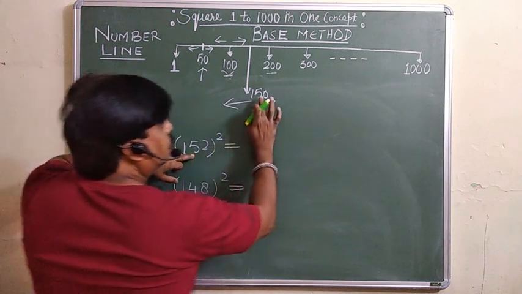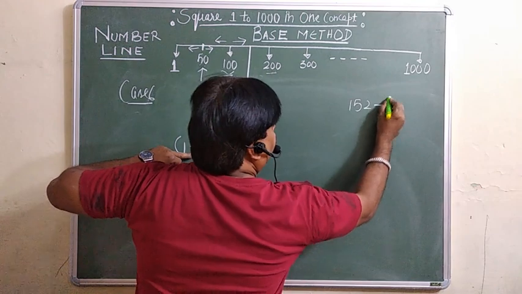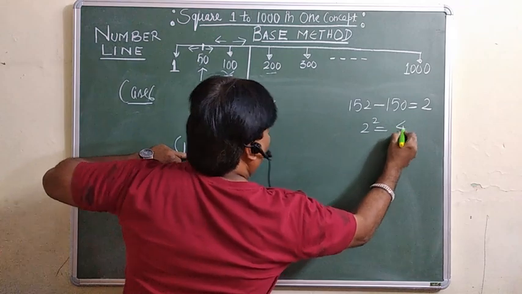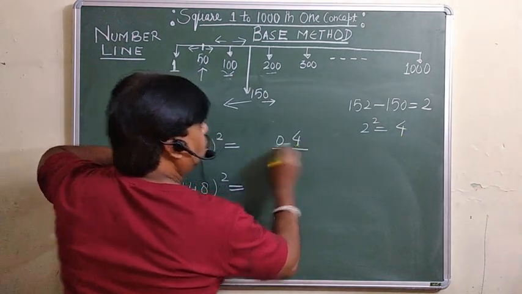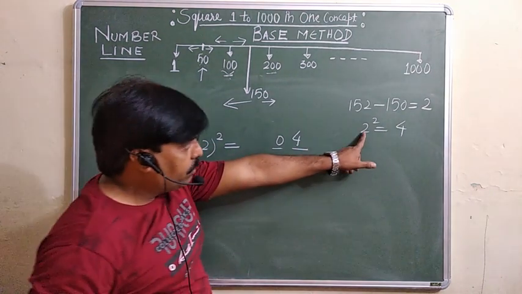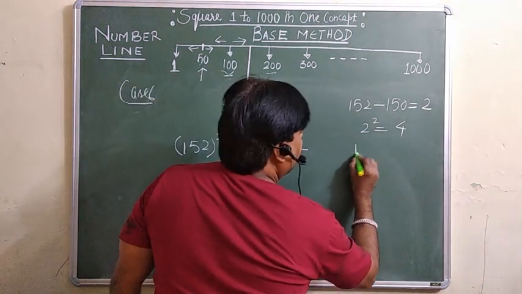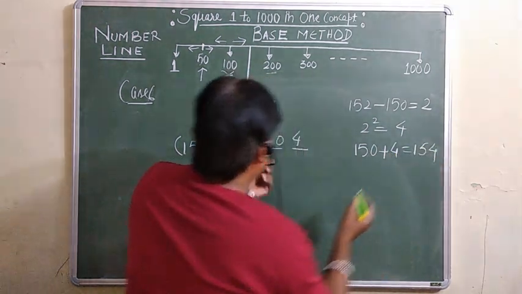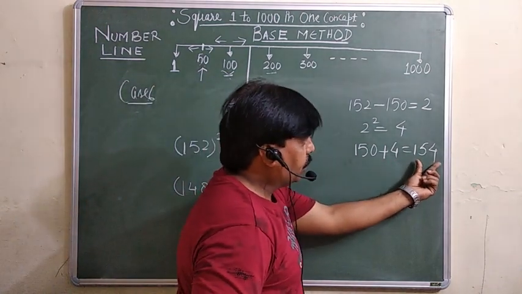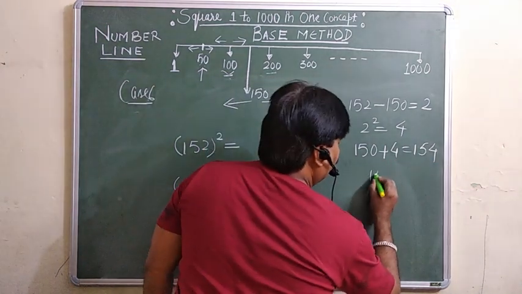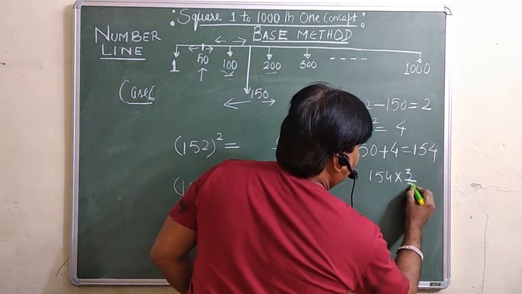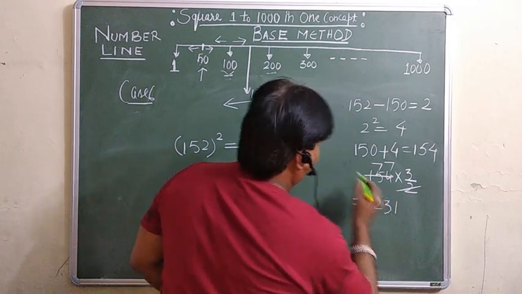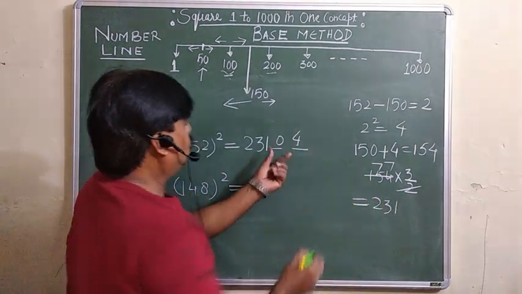So take the difference of these two numbers, 152 minus 150. The difference is 2. Do the square of this number, 2, 4. So 04, the last two digits will be 04. And whatever is the difference, that difference, 4 must be added: 150 plus 4, 154. But 154 we will not write here only. We are supposed to take the 1.5 of this number. So 154 into 3 over 2, so this is 231. So 231, 04 is the square of this number.